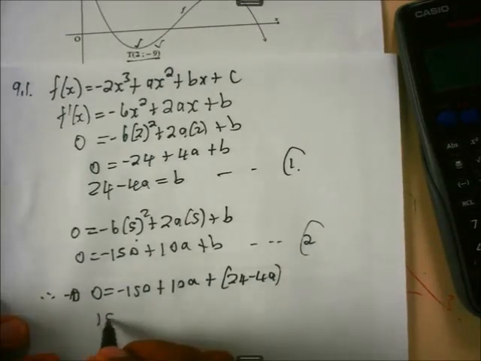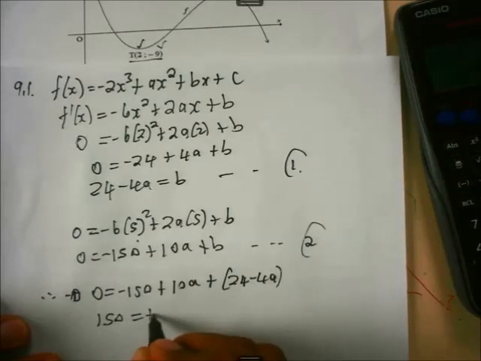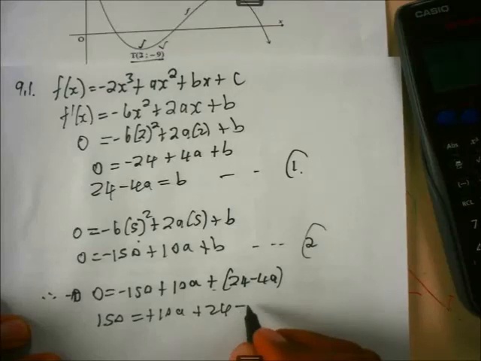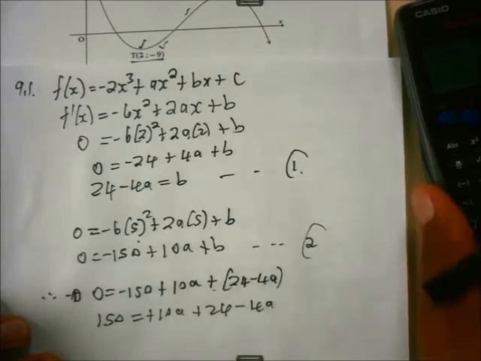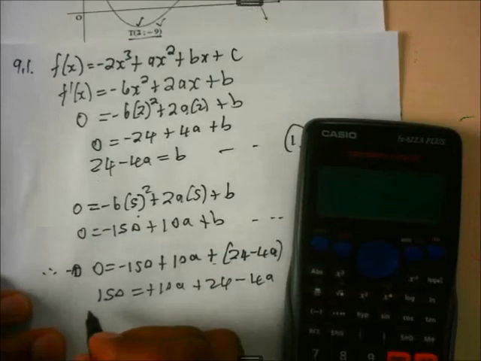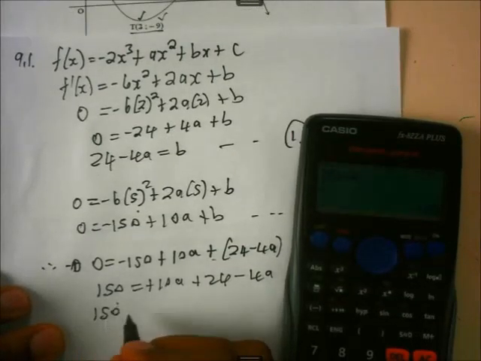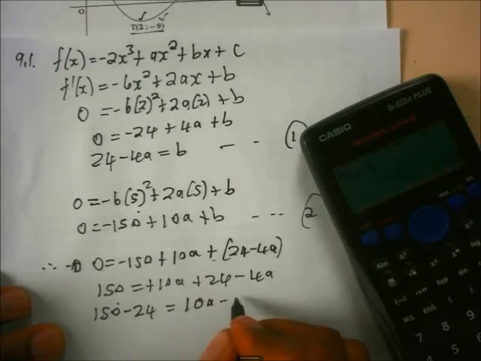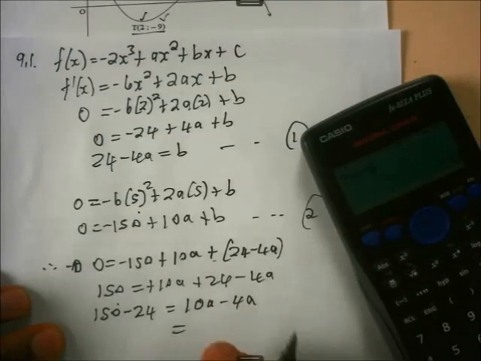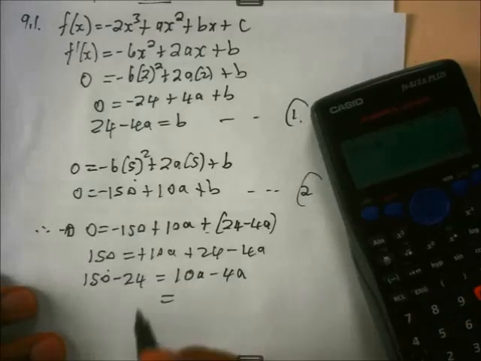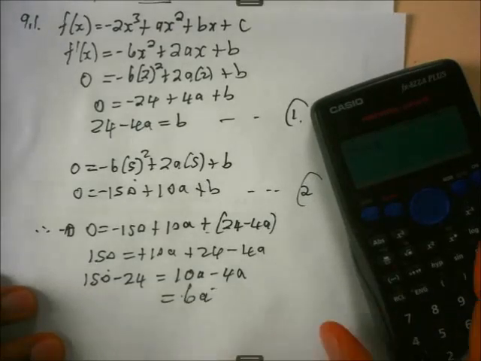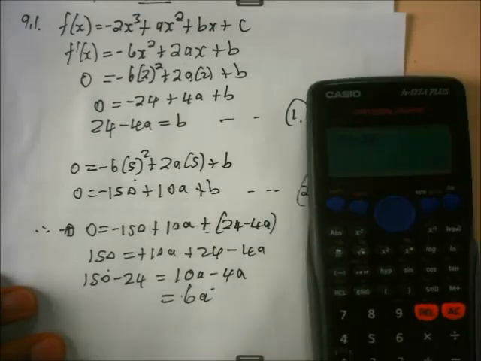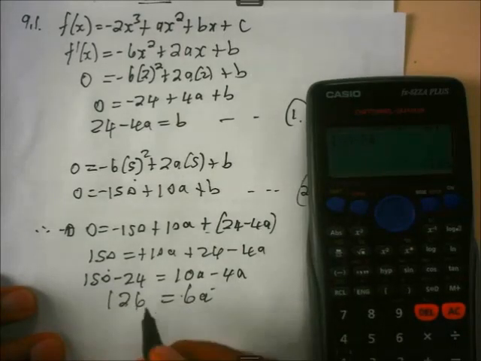Right, from here we solve. I take 150 to the other side, it is positive 150, is equal to 10a plus 24 minus 4a. When I take 24 to the other side, we are going to have 150 minus 24 is equal to 10a minus 4a. What is 10a minus 4a? That will be 6a. And now we take 150 minus 24, which is 126.